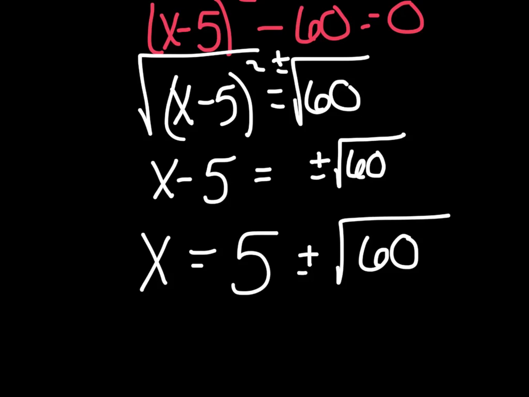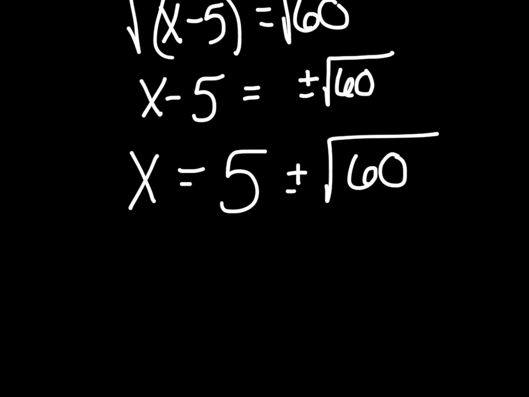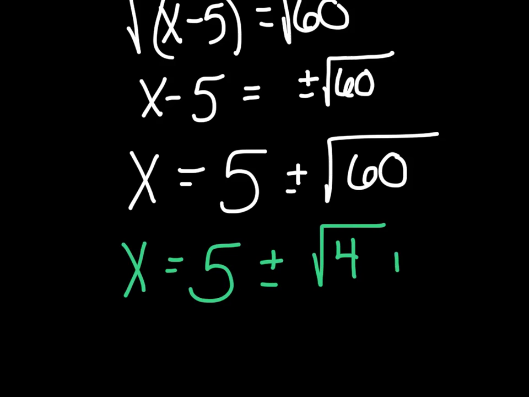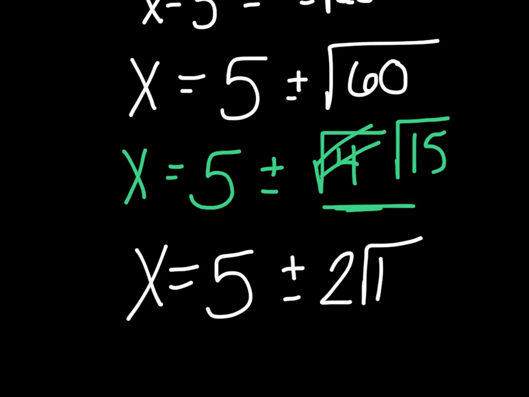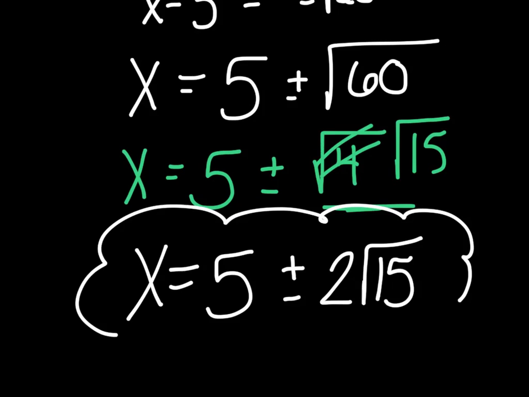All right, so one more step to go there. I'm not done unless my radical is simplified. I certainly can't break down a 5. That's not in a radical, but I can break down a 60. I'm thinking 4 times 15, and that 4 turns into a 2. Notice it's on this side of the plus minus, so it does not go with that 5. It's x equals 5 plus or minus 2 radical 15. And there we have it.